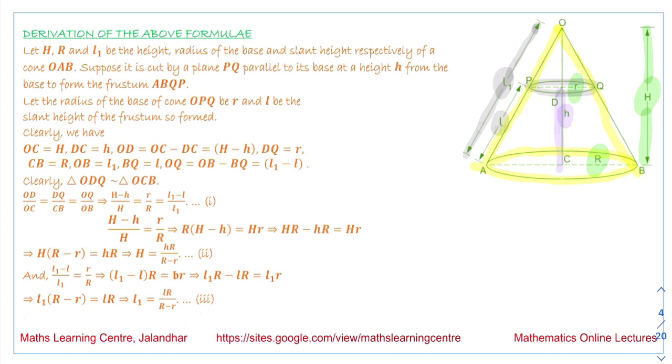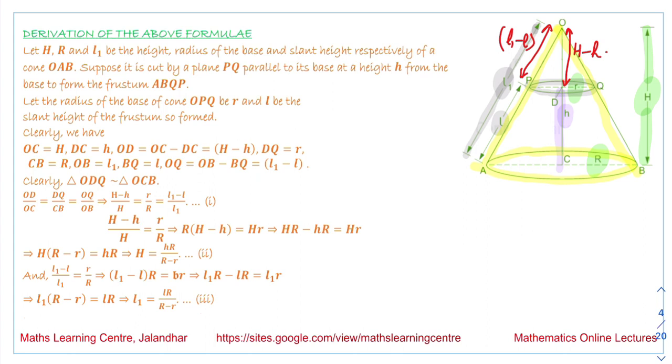So the length of this OD will be capital H minus small h. This length OP will be L1 minus l. These are the values that we will have.